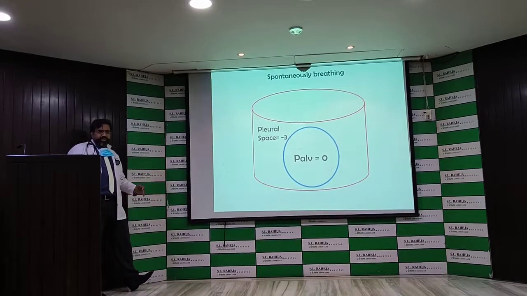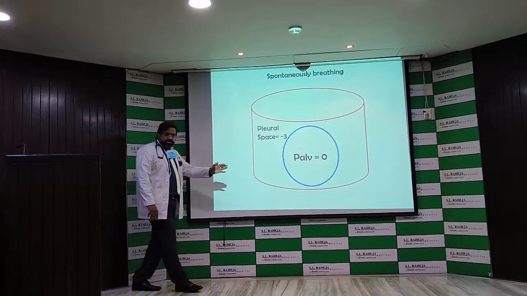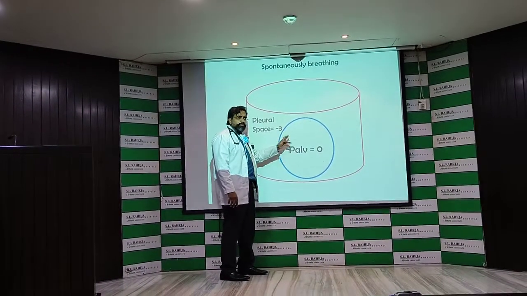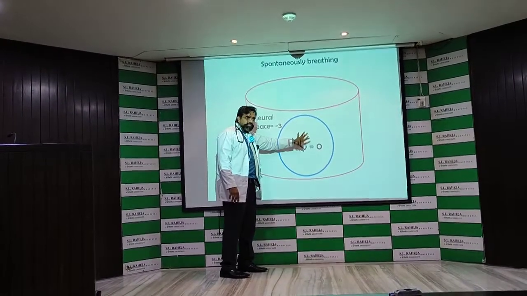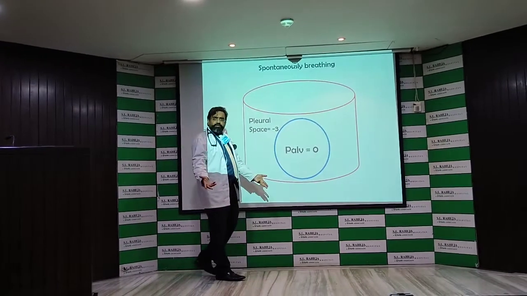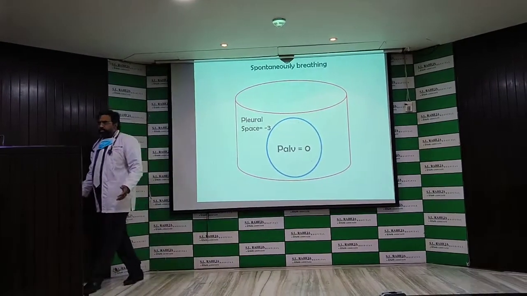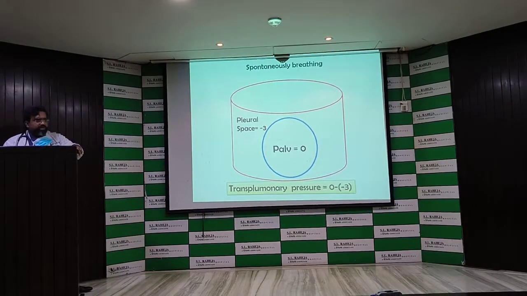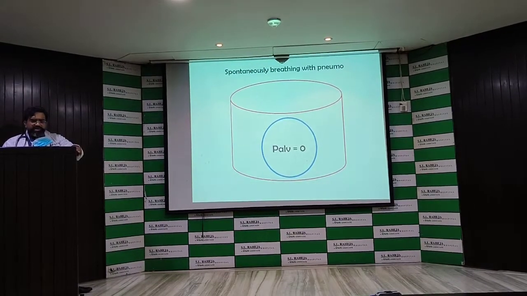Okay, your alveolar pressure, if it is say 0, what will happen? 0 minus minus 3. Inside pressure minus outside pressure. 0 minus minus 3, that is 0 plus 3. That's why there is 3. That's why this is distended. Simple? Now, that's what your transpulmonary pressure is. That's why your distending pressure here is 3. That's why it's distended there.